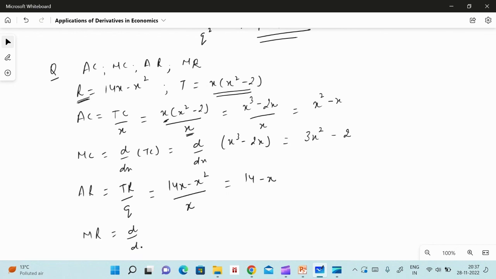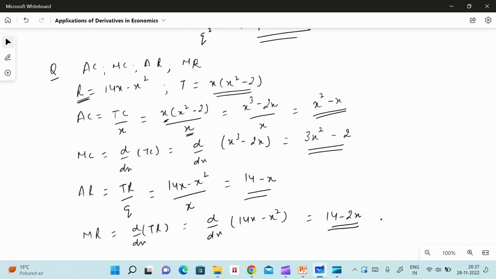And marginal revenue is the derivative of total revenue. So this is equal to the derivative of 14x minus x square. It gives me 14 minus 2x. So ultimately, this is my average cost, marginal cost, average revenue, and marginal revenue. I hope the concept of average cost and marginal cost, or average revenue and marginal revenue, is clear to you.